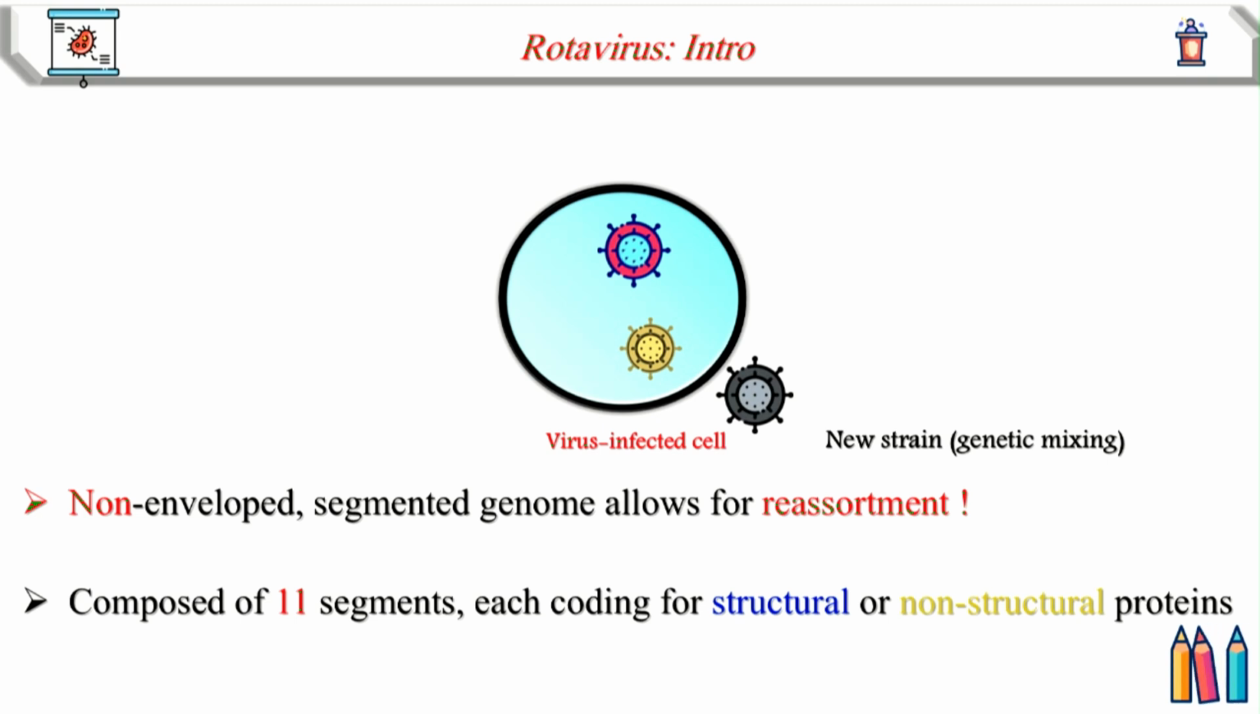And also this virus codes for structural and non-structural proteins. The main difference between structural and non-structural proteins is that the non-structural proteins are expressed in the rotavirus-infected enterocytes, while the structural proteins are normally a part of the virus composition.